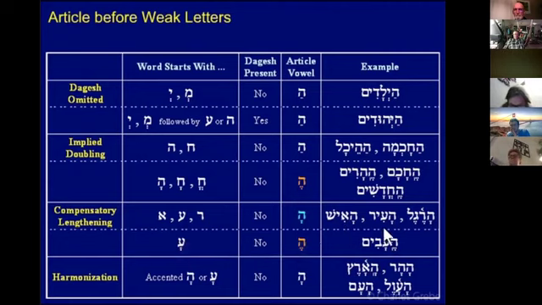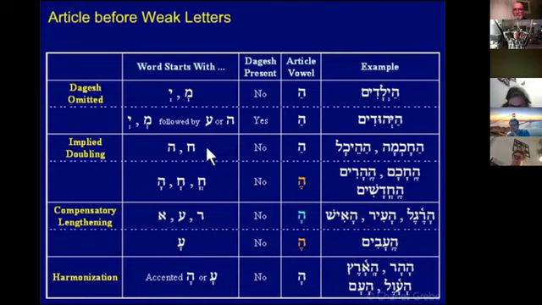Similarly, ir, which means city, changes to ha'ir with the kametz rather than the patach. The patach, like this, lengthens to a kametz. And here's an example with reish, regel, meaning foot. Again, you have the kametz there. So, compensatory lengthening.